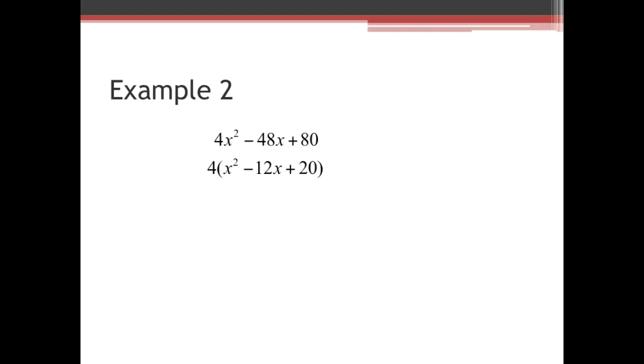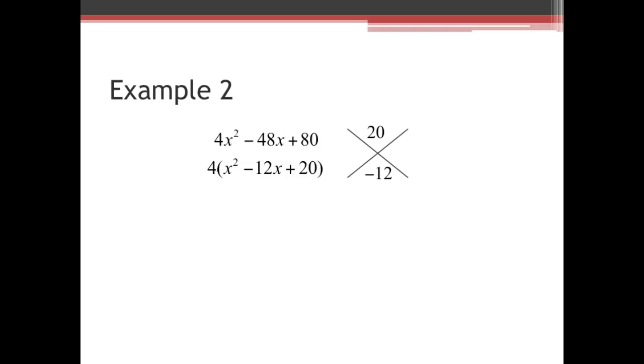I want to make sure I leave that 4 out in front because I don't want to change this expression. I just want to factor it. Okay, so now, taking what's inside the parentheses, we want to see if we can find two numbers that will multiply to 20 and add to negative 12. So let's start with 1 and 20. Now notice here that we have a positive number that we need to multiply to and a negative number that we have to add to. This means that both of those numbers must be negative because two negatives multiplied together give you a positive and two negatives added together give you a negative.